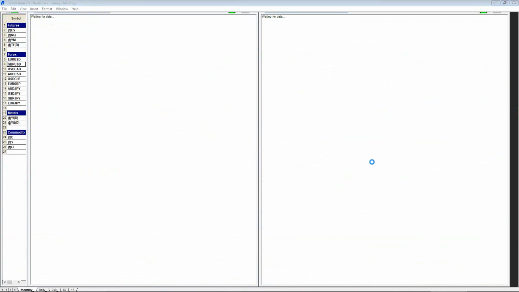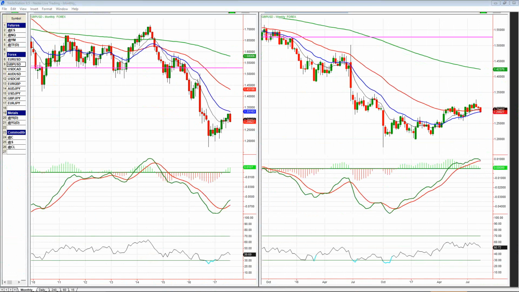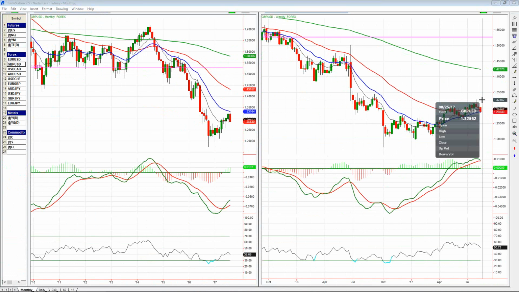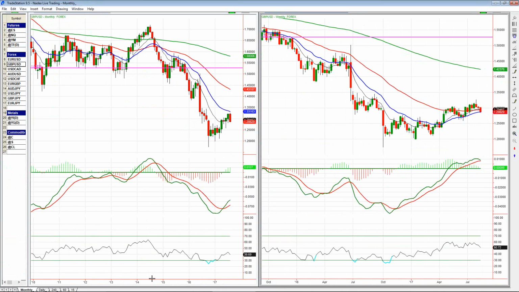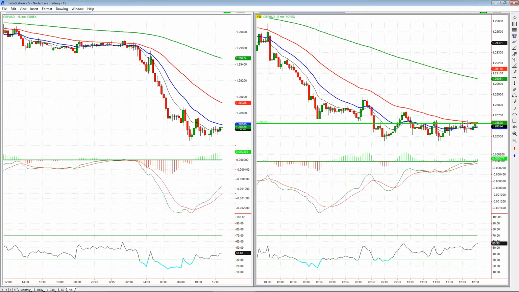But here, the pound dollar was the one we were looking at, and so we did reach a high up here. That's on the weekly chart. Let's go down to the smaller one. Sorry about that. So here we are.